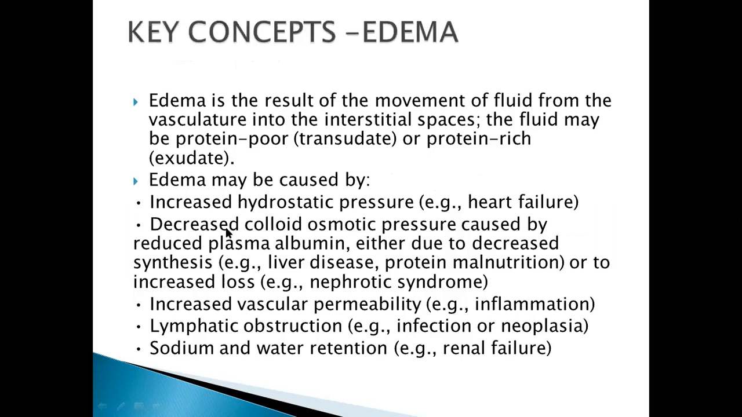So, a summary of the key concepts we have learned up to now. Edema is the result of movement of fluid from the vasculature into the interstitial space. The fluid may be protein poor, transudate, or protein rich, exudate. Edema may be caused by increased hydrostatic pressure, for example heart failure; decreased colloid or osmotic pressure caused by reduced plasma albumin, either due to decreased synthesis, for example liver disease or protein malnutrition, or to increased loss, nephrotic syndrome; increased vascular permeability, for example inflammation; lymphatic obstruction, for example infection or neoplasia; and sodium and water retention, for example in renal failure.